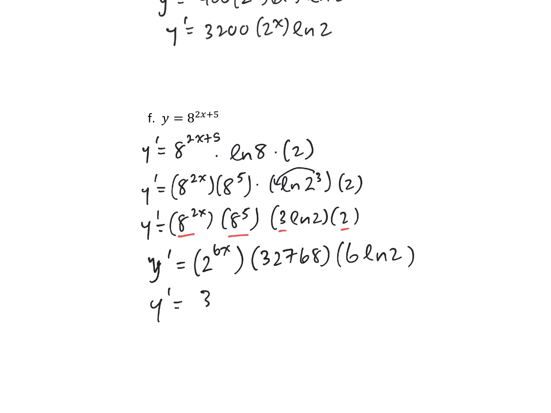And then they've put the 32,768 at the front. They've put the 2 to the 6x next. And then they've put that 2 back up. So 2 to the power 6 is 64. So this is the solution that's given. So you may have gotten to here and said, okay, well, how do they get down to here? So those are things that they've done to simplify it.